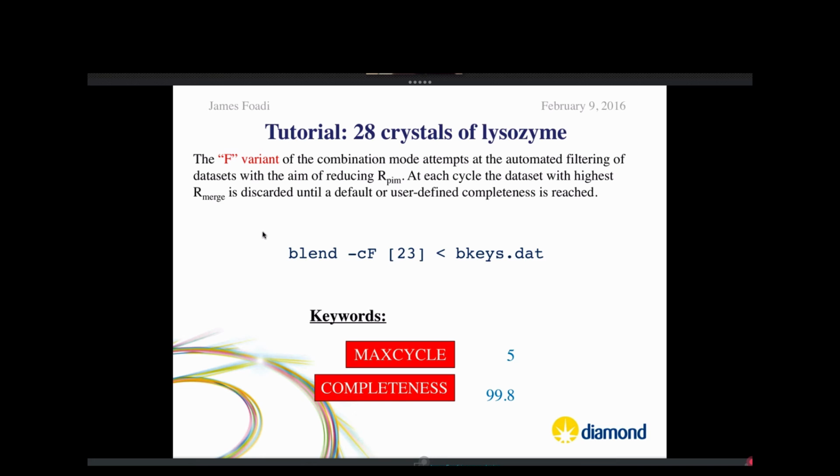But here we choose, for the tutorial, a value equal to 99.8%, just to compare the result with what we have obtained earlier, discarding datasets 22 and 23 from cluster 23. A maximum number of cycles is allowed and implemented via keyword maxCycle, which has a default value of 5. At each cycle, the dataset to be discarded is the one having highest overall R-merge.